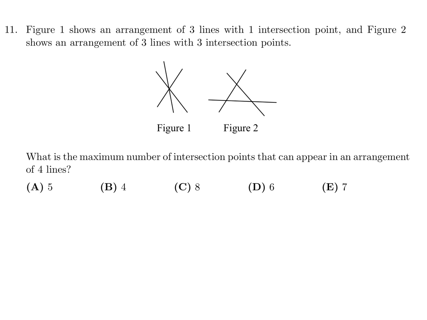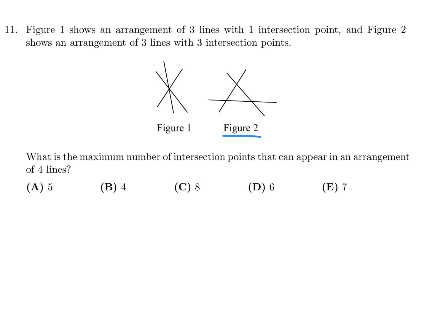So let's just use Figure 2. Figure 2 has currently 3 lines, right? So let me add a 4th line and see what happens. And in a way, I want to maximize the number of intersection points. So the way I'll do that is by maximizing the number of times I cross with that 4th line.